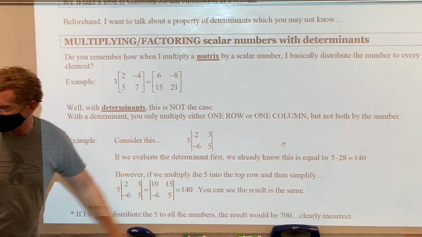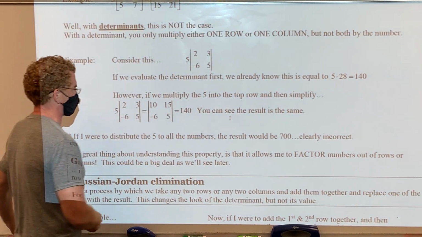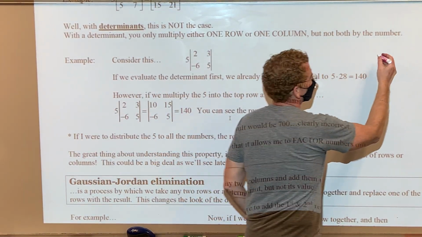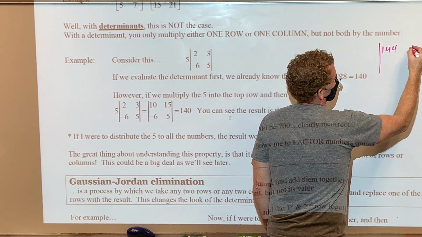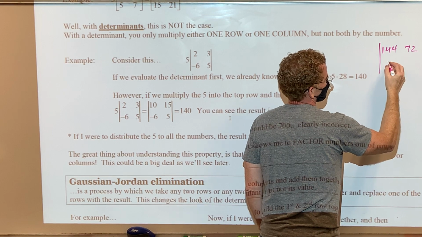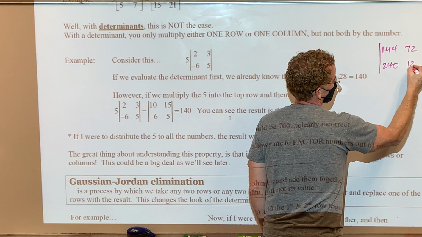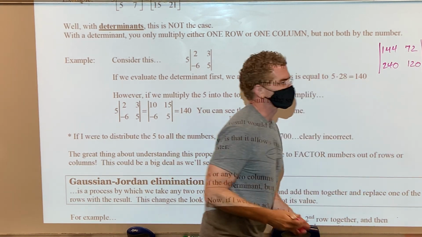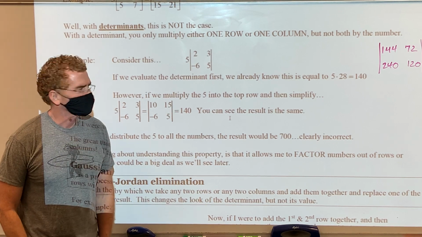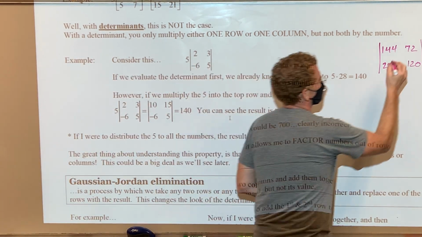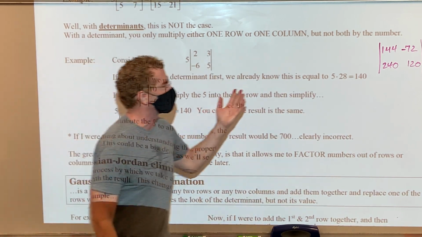But the reason why I mention that is this. Well, maybe I didn't even mention it here, but right here. What if I gave you something like this? And I said, evaluate the determinant, and you don't have a calculator on you. Actually, let me make one of these negative right here. Okay?